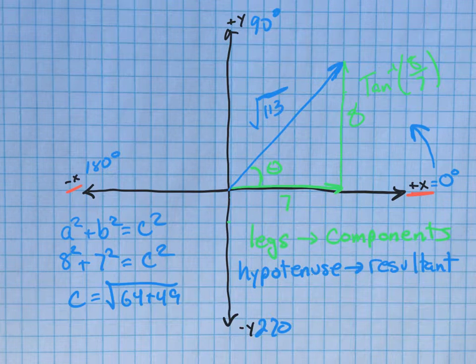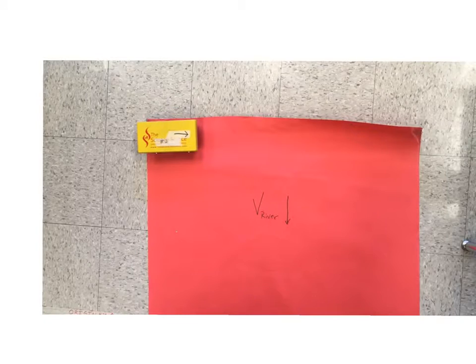So that's for displacement. Let's take a look at velocity and look at some velocity components. So what I have set up here is a cart. Our yellow cart here is going to be starting at this point right here on the floor. It's one of our constant velocity carts. I'm going to turn it on and it's going to move to the right.